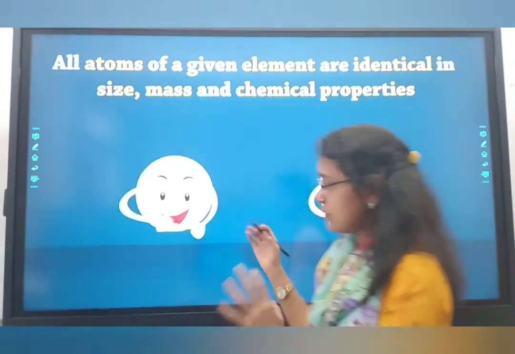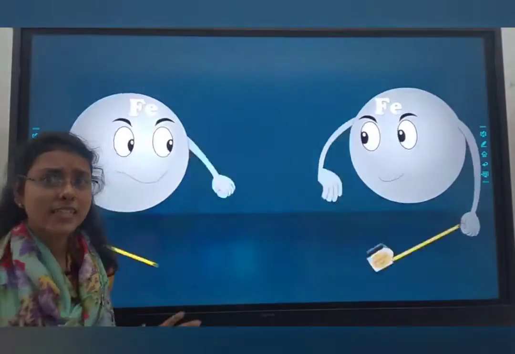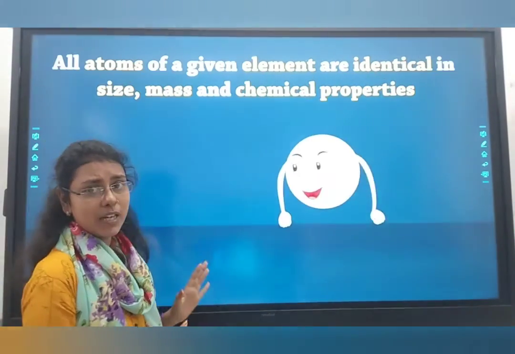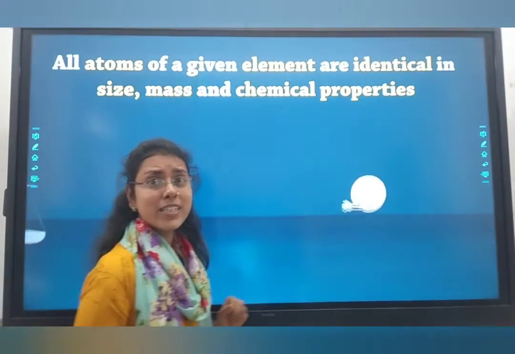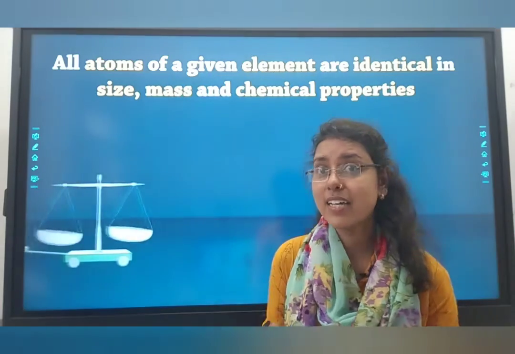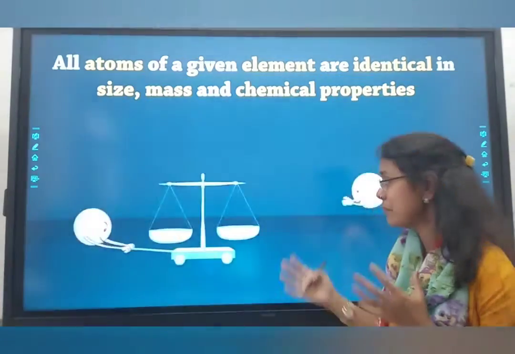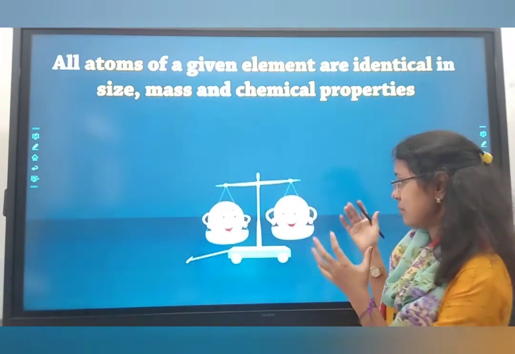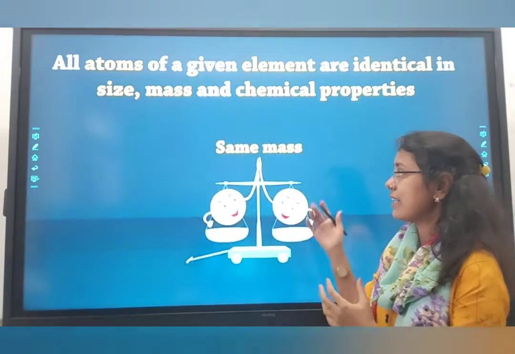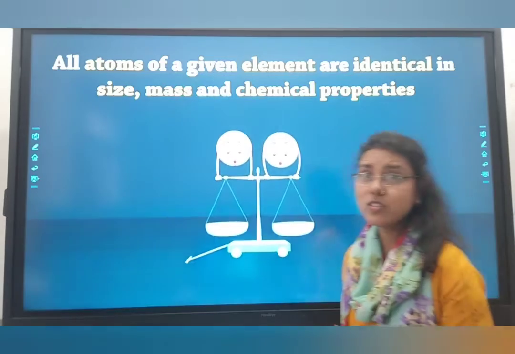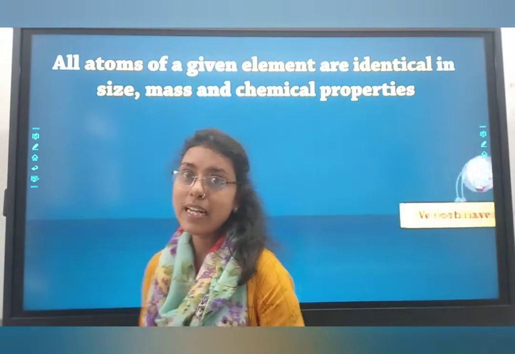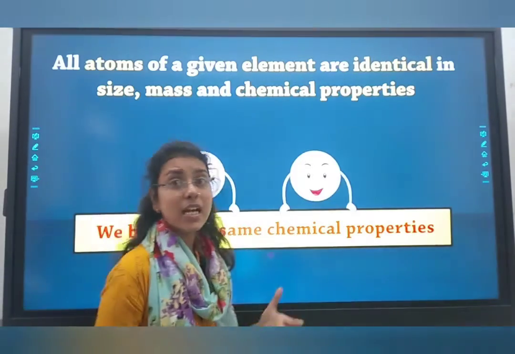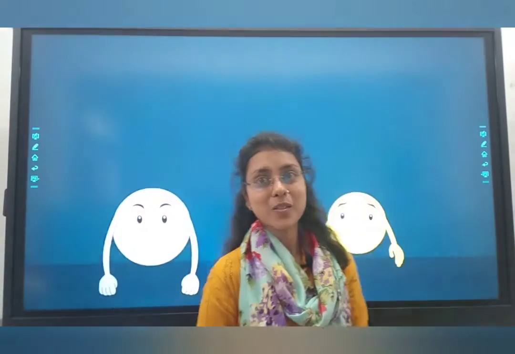So let's measure their size, and you can see over here that the size is similar. So what is the conclusion over here? That the shape and size of the atoms of two similar elements are similar. Now they try to measure their mass, and they see that the mass is also similar. So atoms of similar elements have the same size, same physical property and same mass also.